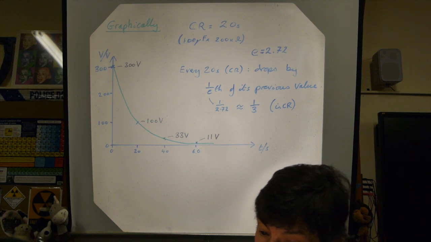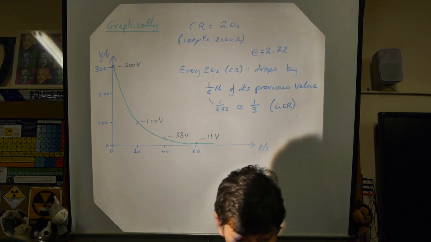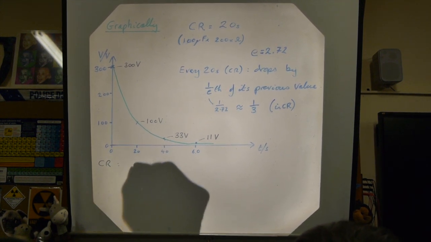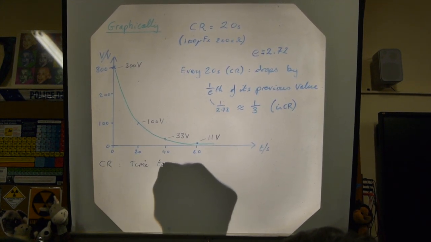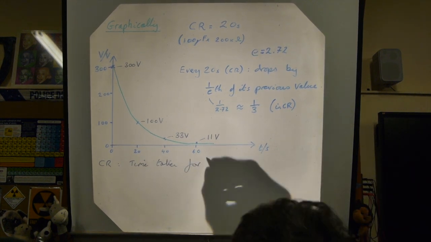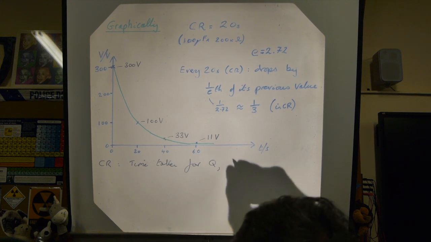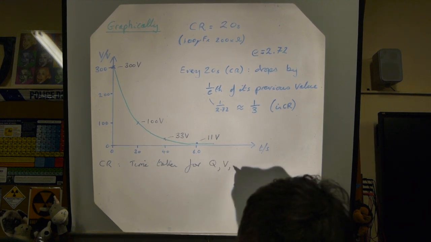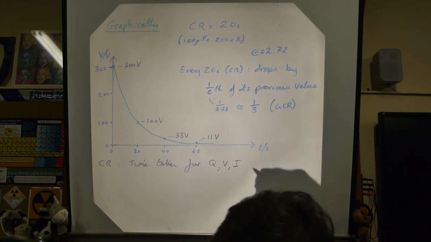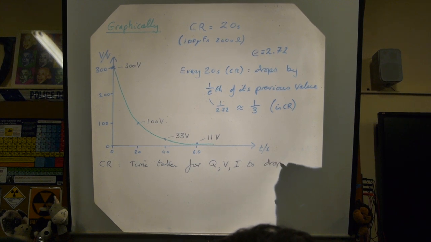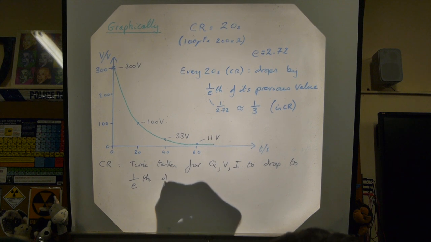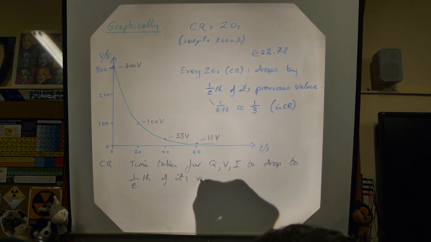Yep. It's the time taken. I think I should write this down, shouldn't I? That CR is the time constant. It's the time taken for, well, take your pick, Q, the charge, or the voltage in the capacitor, or the current, to drop to 1/8 of its previous value.